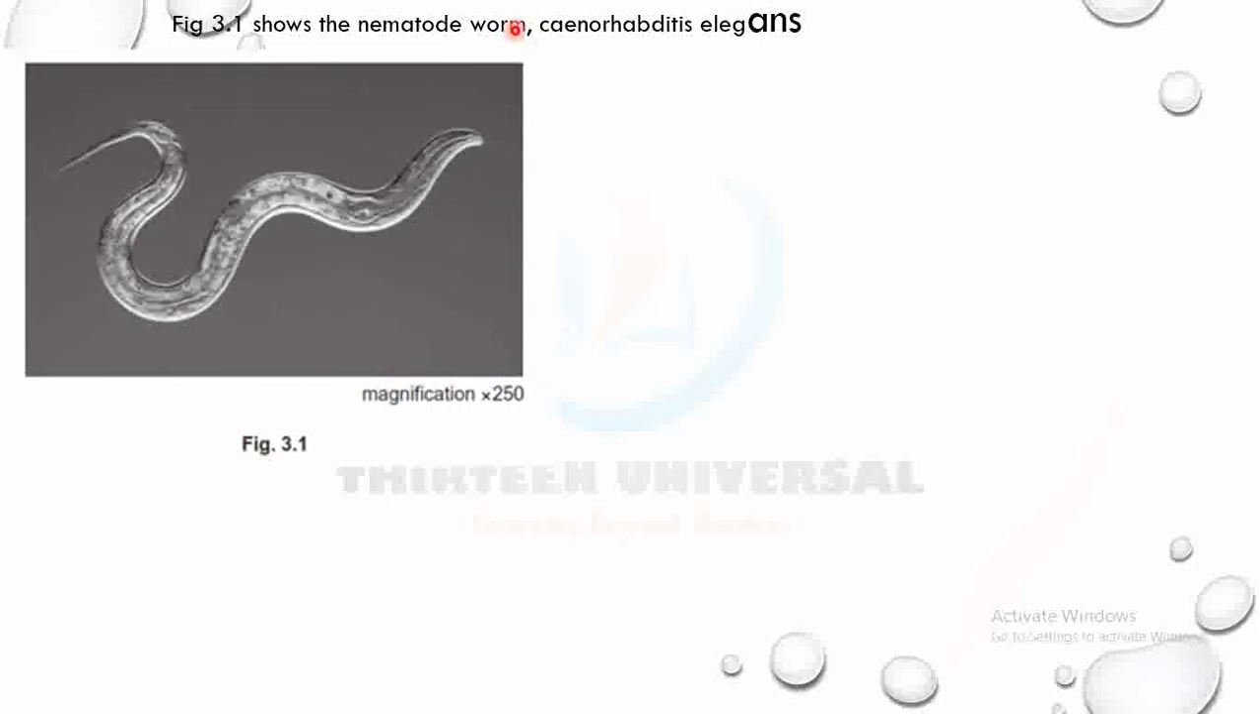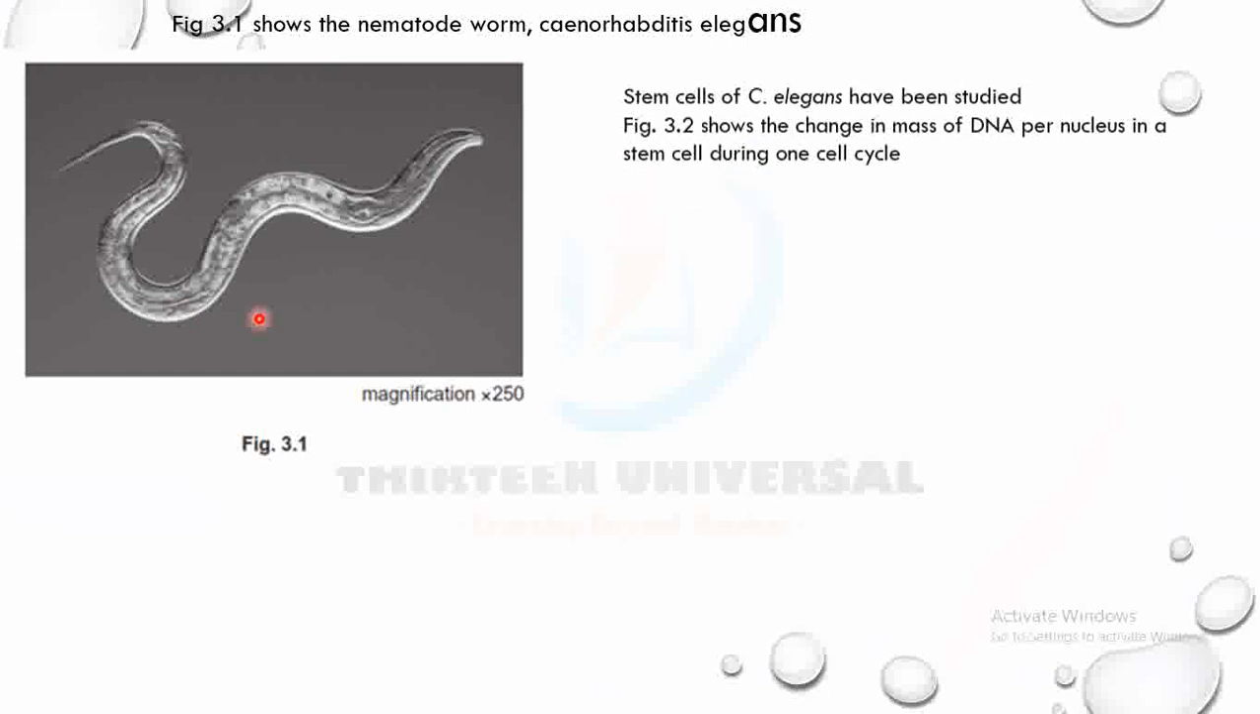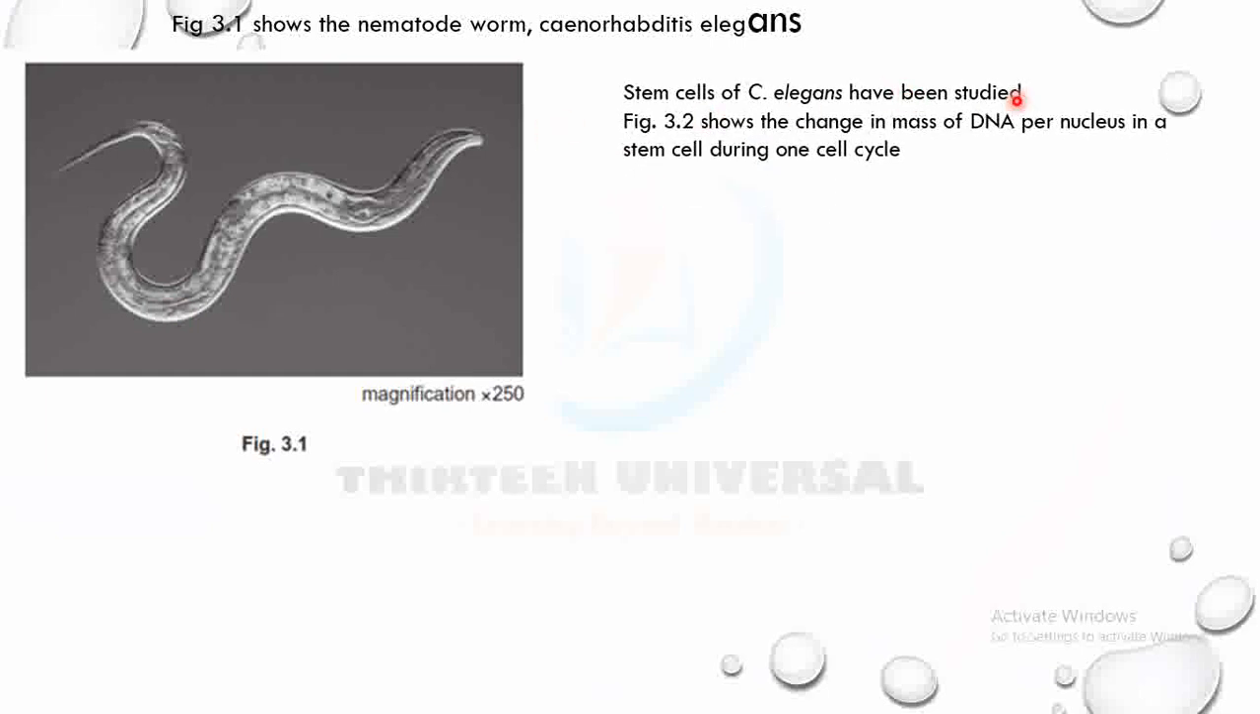Fig 3.1 shows the nematode worm Caenorhabditis elegans. Elegans, it looks so elegant. How can a worm be this elegant? Now, the stem cells of C. elegans have been studied. Fig 3.2 shows the change in mass of DNA per nucleus in stem cells during one cell cycle. Okay, let's see it.